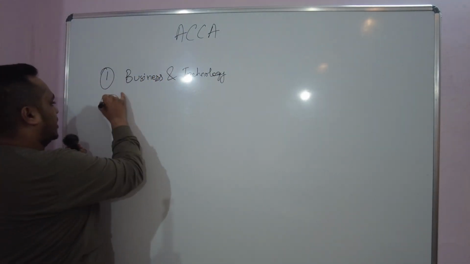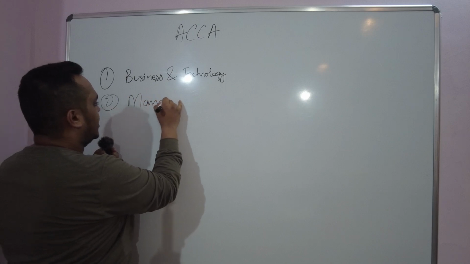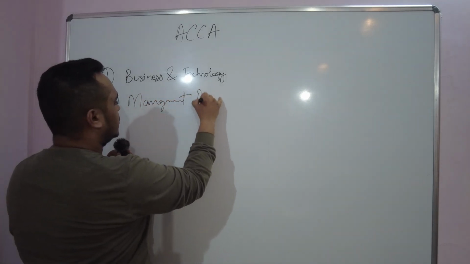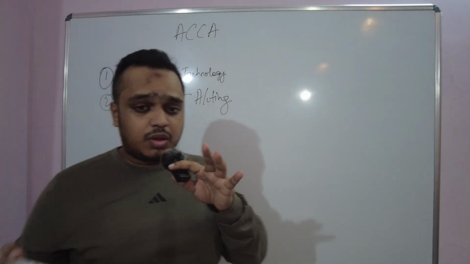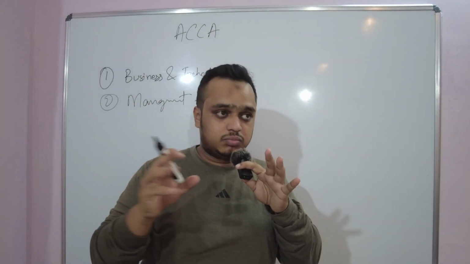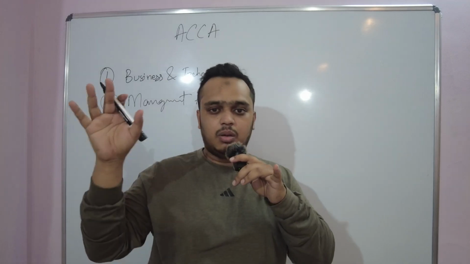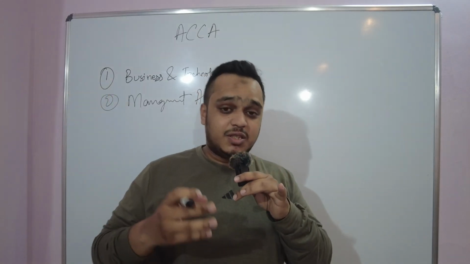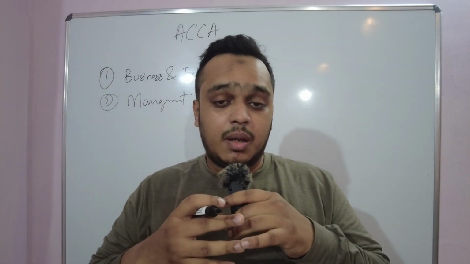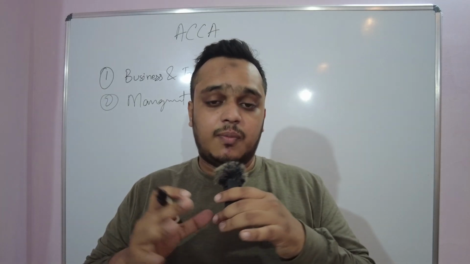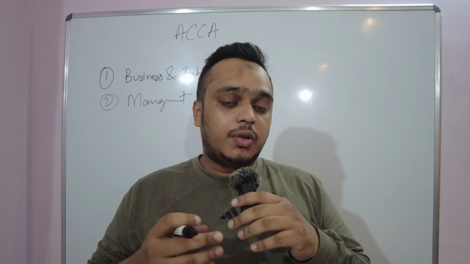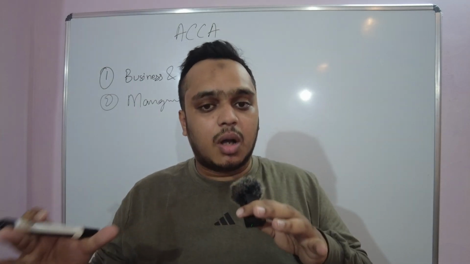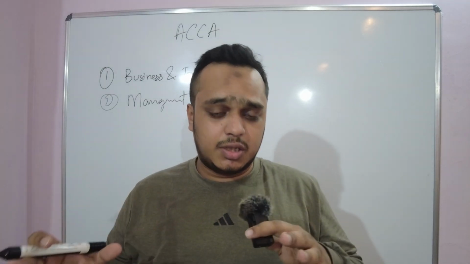Then the second paper is Management Accounting. Now here we talk about the costing of the material, labor, overhead. We talk about business problems. We talk about, like, suppose make or buy decision kind of a stuff. For example, let me just give you an example. How are you going to manage a big organization which is having many branches?